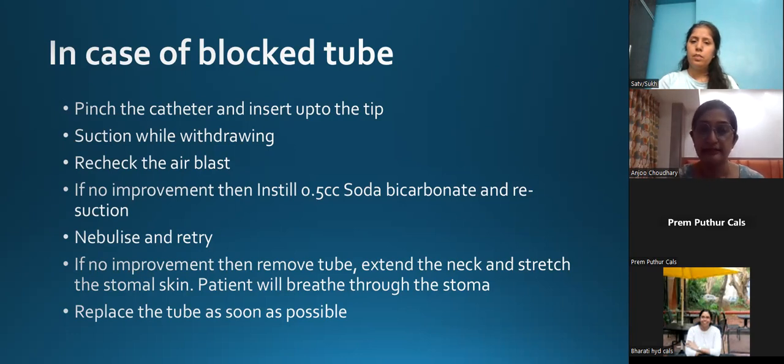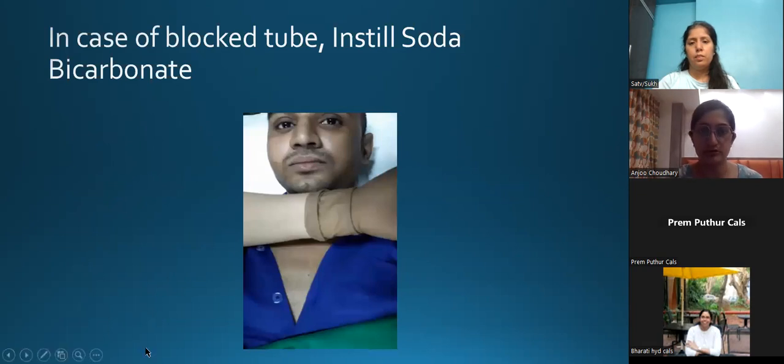But if it doesn't, then you can nebulize with saline. If you keep the nebulization mask here, the saline will dissolve whatever is blocked here, and then you try to resuction it. Again, if there is no improvement, then you have to remove the tube and change the tube, which I'll show. So this is how we do it.